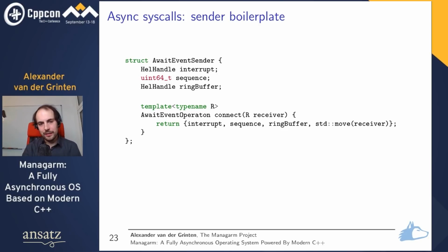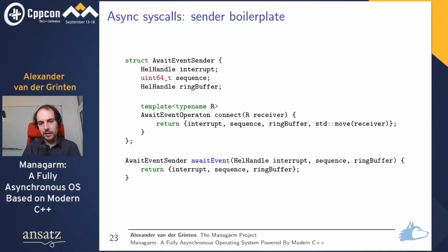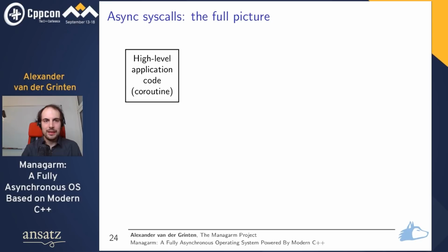Finally, the function that we actually want to call is just this await event function here, and it constructs a sender. So that's just boilerplate to construct a sender. As I said, there's some annoying boilerplate, but there's no good way around that, I think. In the end, we have these two classes, the operation class and the sender class, and they're more or less straightforward to implement. And that is how our async syscalls are implemented.